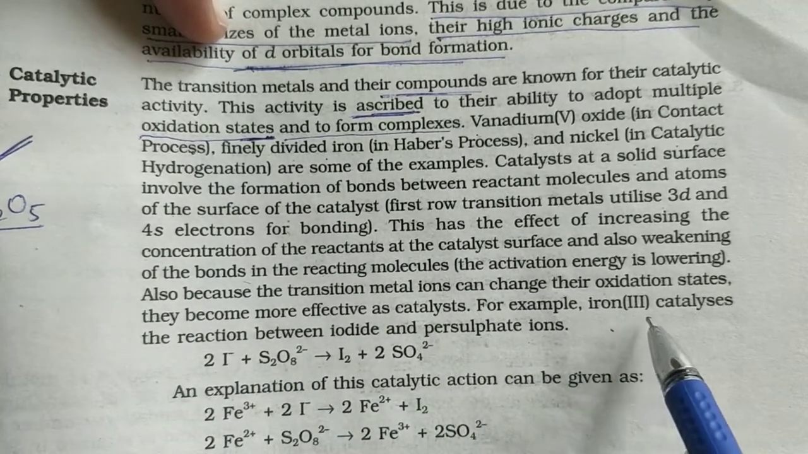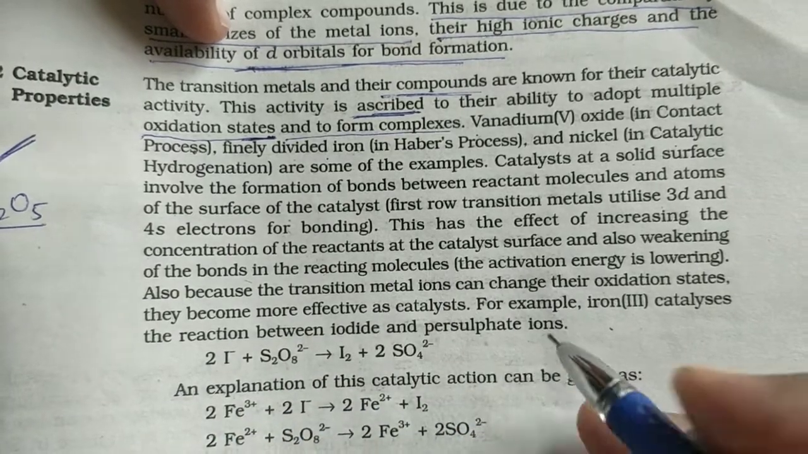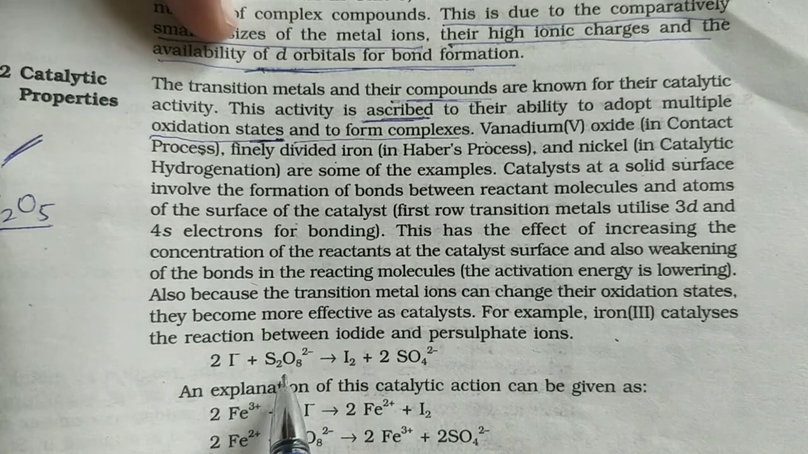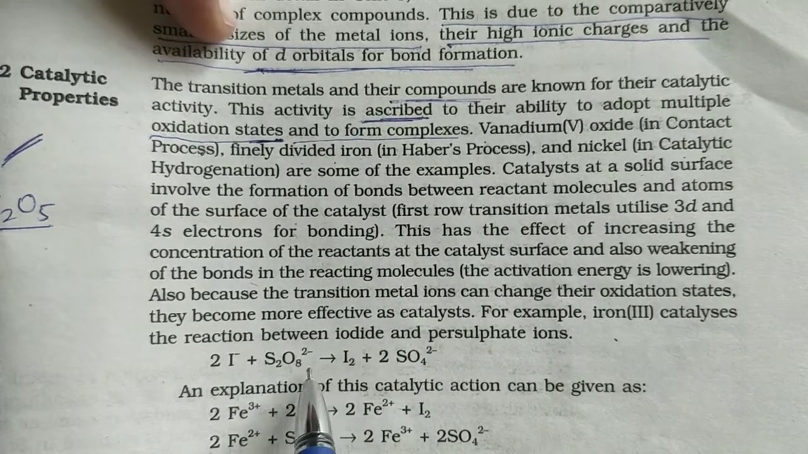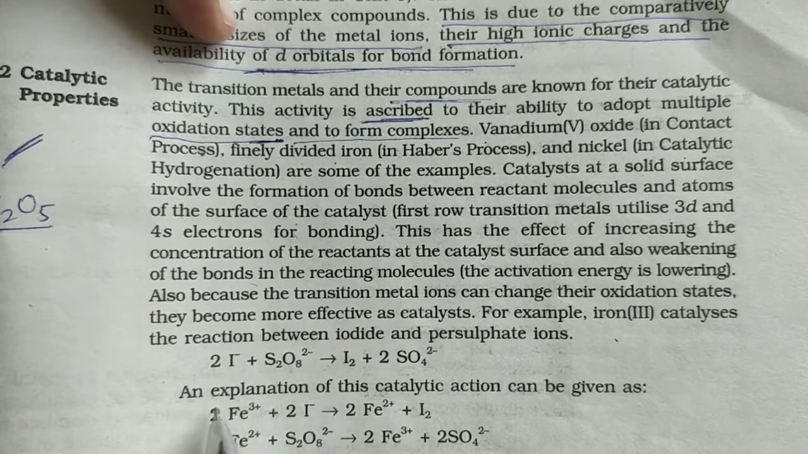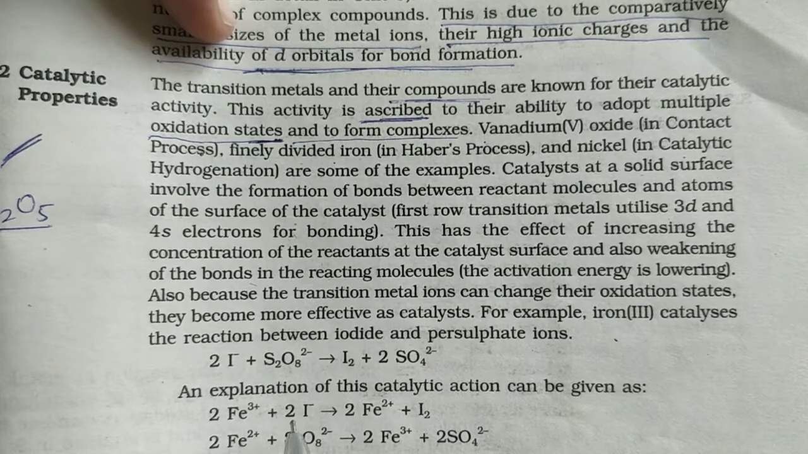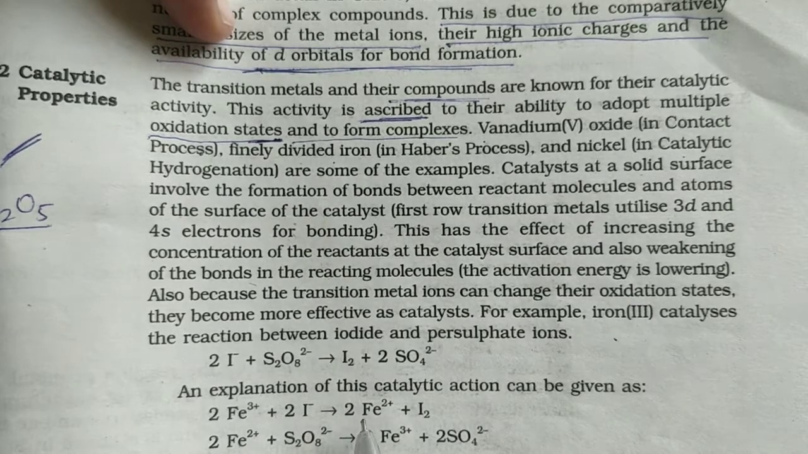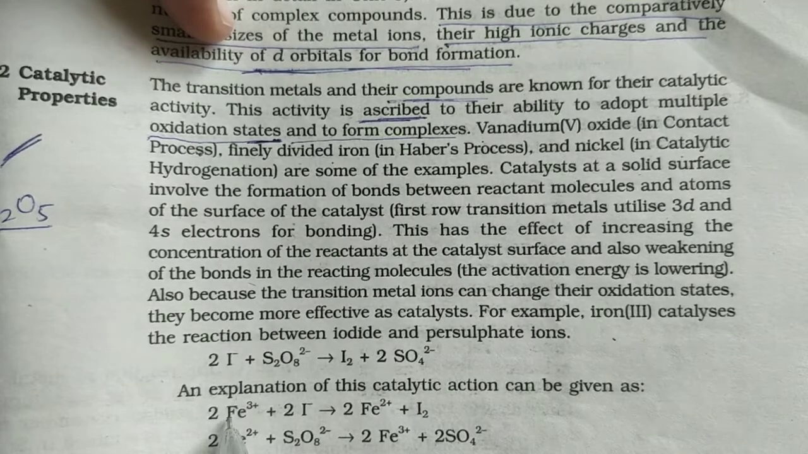For example, Fe3+ catalyzes the reaction between iodide and persulfate ions. 2I⁻ + S2O8²⁻ gives rise to I2 + 2SO4²⁻. This is catalyzed by Fe3+. An explanation of this catalytic action can be given as: first 2Fe3+ reacts with 2I⁻ to form 2Fe2+ + I2. See, the ability of iron to convert from +3 to +2 is helping here to act like a catalyst.